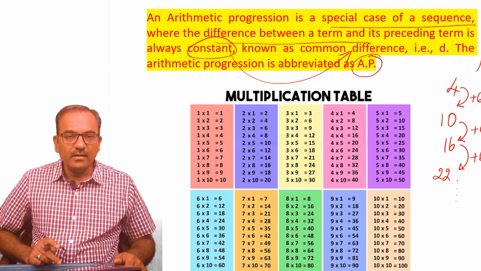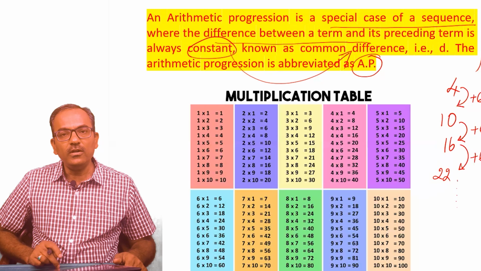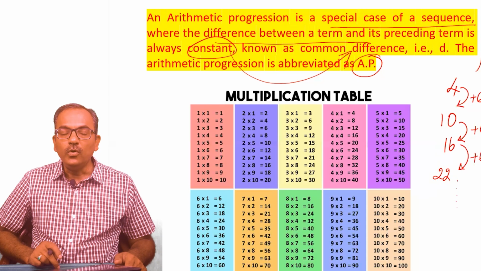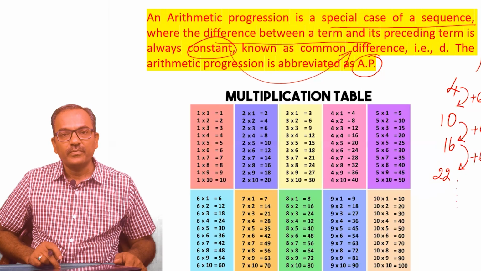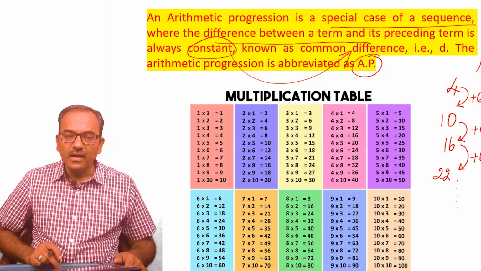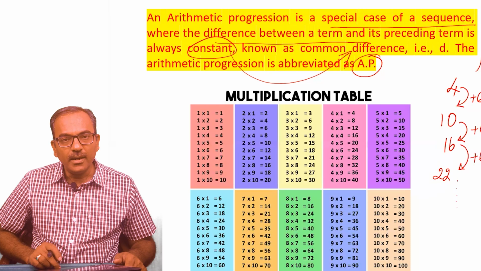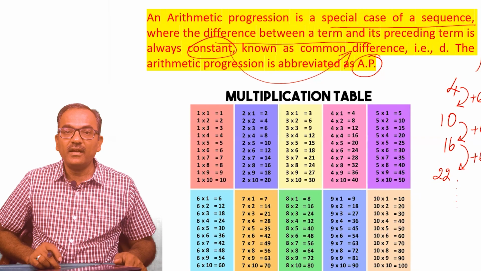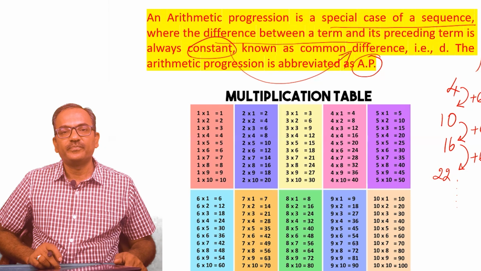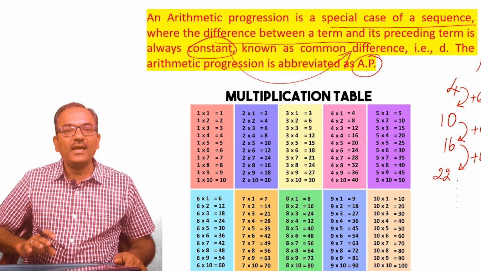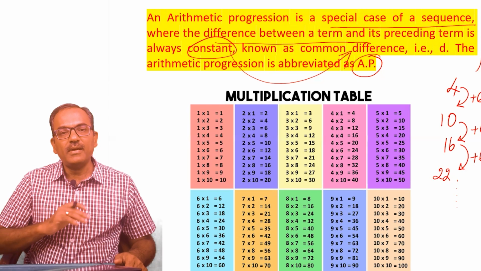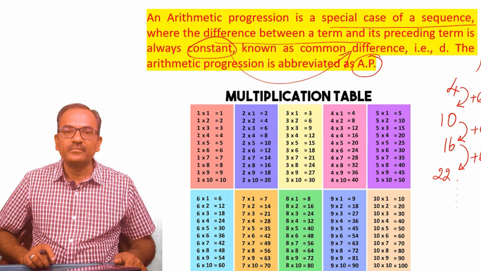You might be thinking, is it necessary that in all arithmetic progressions we are going to get the common difference as a positive natural number? No, not necessarily. It need not be a positive integer. It can be a negative integer, it can be a rational number, or it can be an irrational number also. So for any value of d, we can have an arithmetic progression.